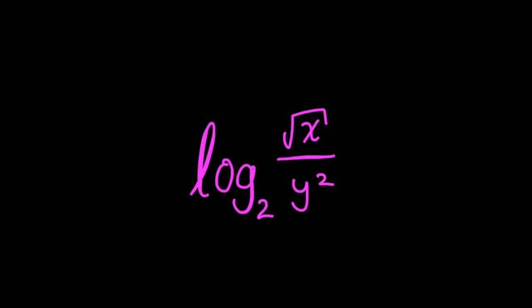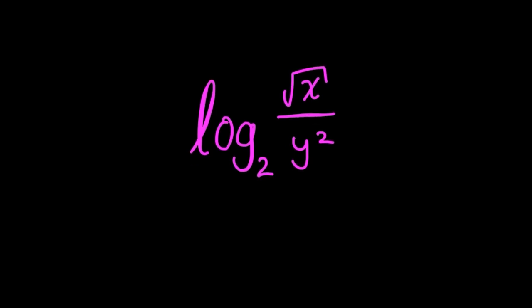Now for the next example, I have log base 2 again, but this time I have the square root of x over y squared. I do have multiple pieces inside of my log, except it's not a product, or technically you could see it as a product, but let's use the quotient property to simplify this. So because I have a quotient, I'm going to break this up but separate them by a minus. So this becomes log base 2 of the square root of x minus log base 2 of y squared.